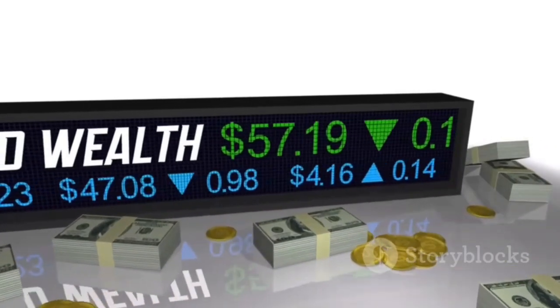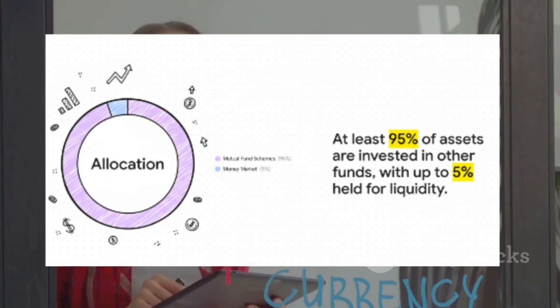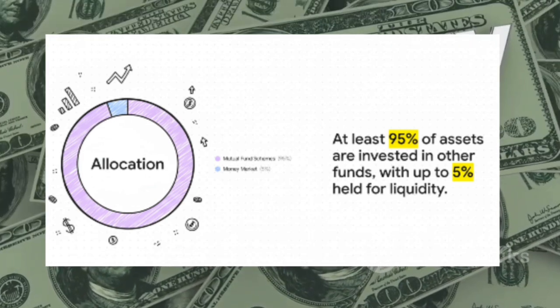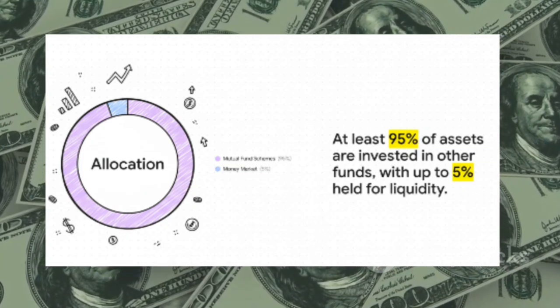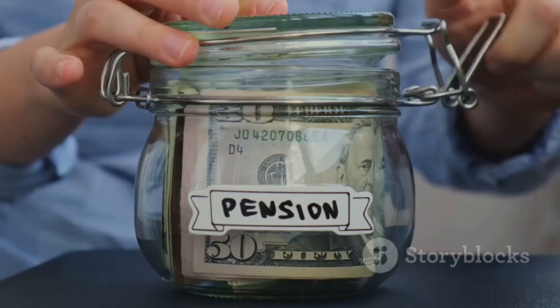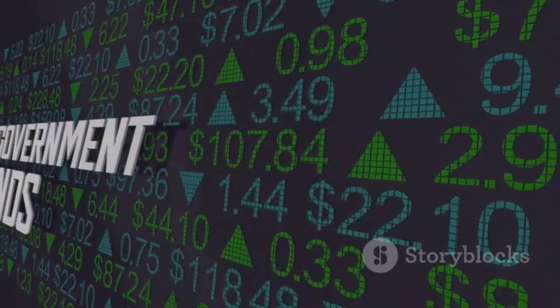And if you're a visual person, this donut chart makes it crystal clear. The huge chunk, at least 95%, is invested in other funds. That little sliver, up to 5%, is in what's called money market instruments. You can just think of that as cash on hand. It's there for liquidity, so if a bunch of people want to sell, they have the cash ready without having to mess with the main investments.